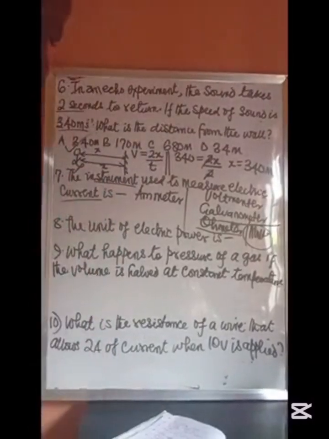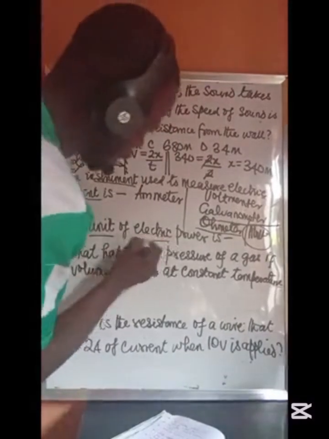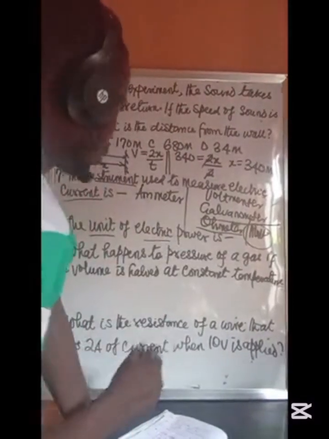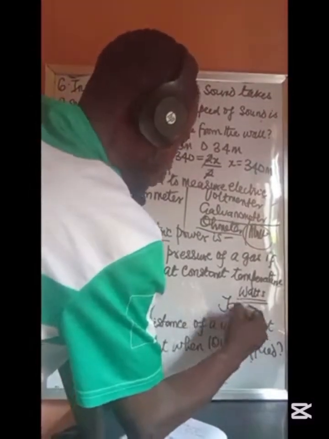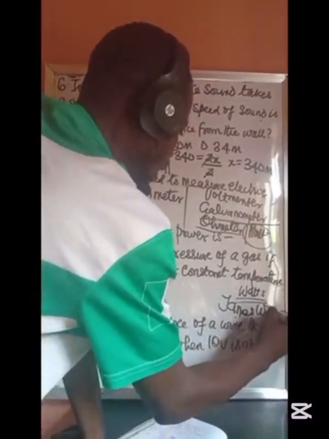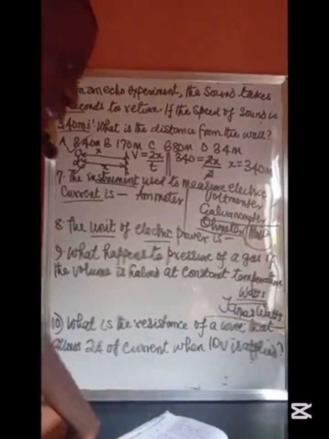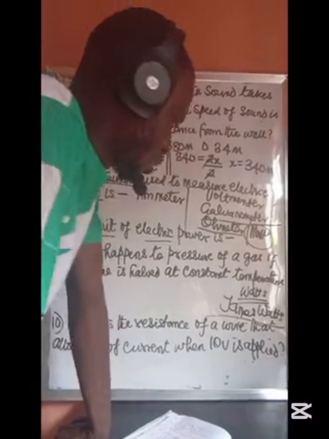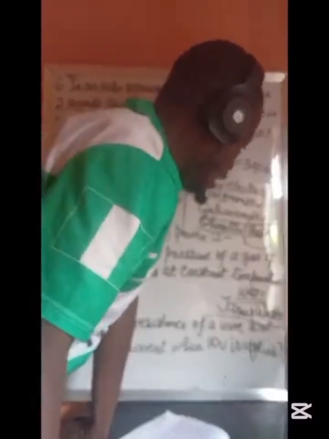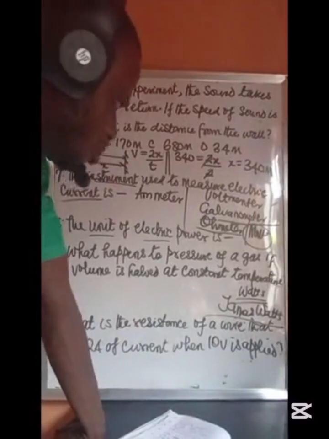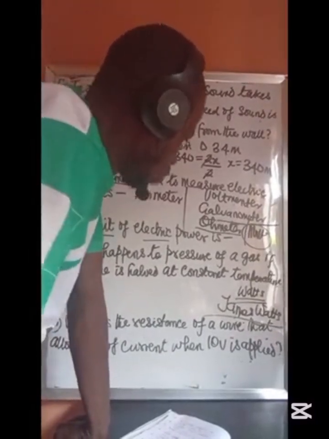multipliers. Let's continue. Number 8 says the unit of electric power is dash. The answer is watts. Watts is named after a scientist called James Watt. James Watt is recognized as the man who invented the steam engine, and since then the SI unit of power has been named watts to honor him.